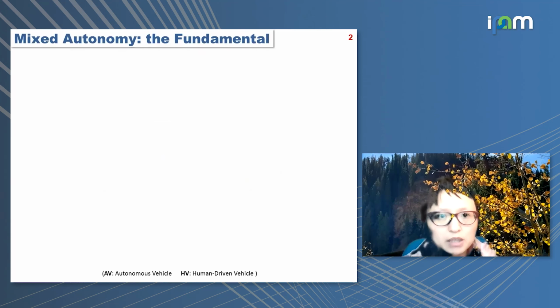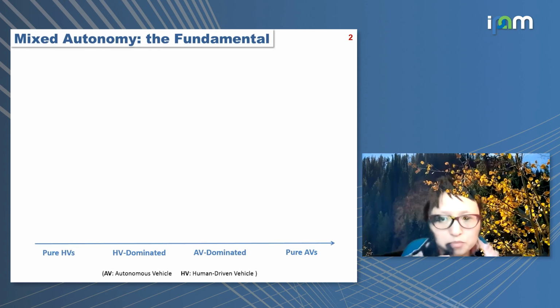First of all, I want to briefly talk about my understanding of the mixed traffic and the state of the arts. I divide this mixed traffic into 4 phases. From pure human-driven vehicle, which I will call HV from now on, all the way to pure AV. Basically, it's a world full of only autonomous vehicles, so I will use AV for short. And in between, we will have HV dominated and AV dominated phases.